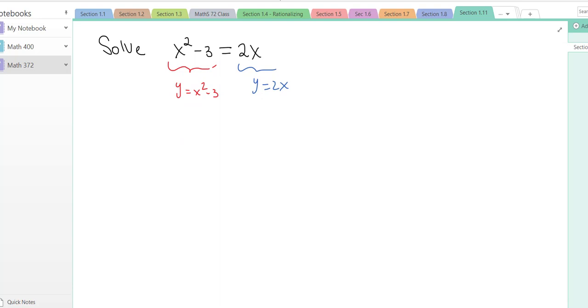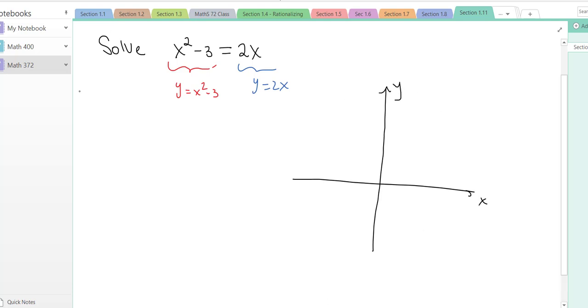I'm going to set my axes first. I have x and y. If I want to graph y equals x squared minus 3, notice that the graph of a quadratic is a parabola. So this has a vertex at (0, -3). I'm going to go down to -3, and that's 0. If you want to plot some points, you can, but just remember that when it's x squared, you have a parabola.